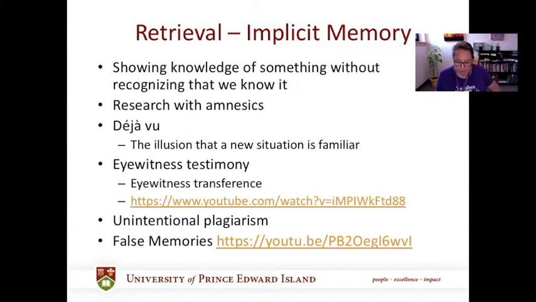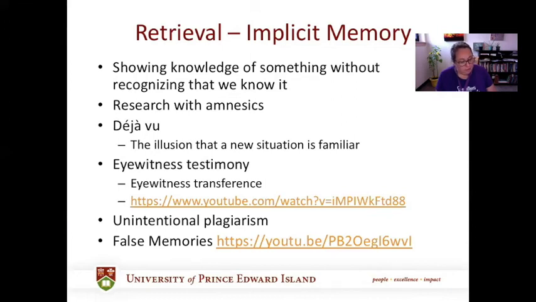This dissociation, or the tendency for amnesiacs to show signs of long-term retention of information without awareness of this, has been amply studied. You don't have to suffer brain damage or drug-induced amnesia to exhibit dissociation between memory and awareness. Have you ever had this eerie déjà vu experience? Déjà vu is defined as the illusion that a new situation is familiar.